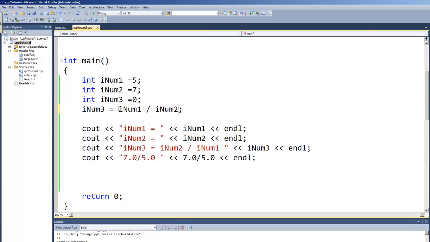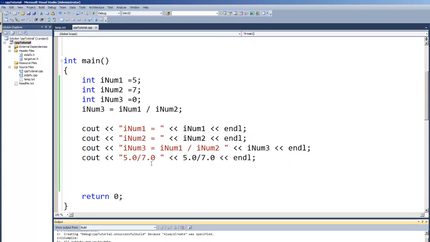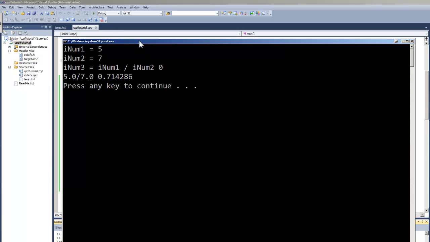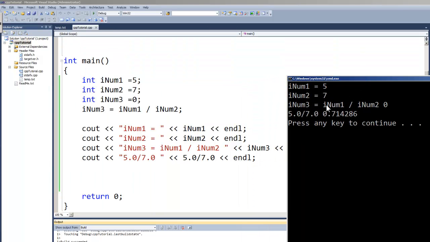We'll basically reverse those, and now we're going to do 5 divided by 7. So now we're going to do the 5 divided by 7 as integers. And I'm going to go ahead and change my floating point version as well, so you can see the difference between a floating point and an integer version of these. And when we run it, notice that dividing 5 divided by 7 integers gave us 0.